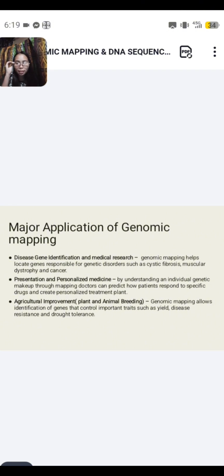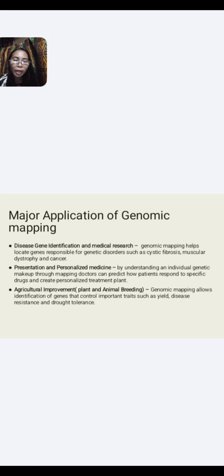So second is predictions and personalized medicine. By understanding an individual's genetic makeup through mapping, doctors can predict how patients respond to specific drugs and create personalized treatment plans.